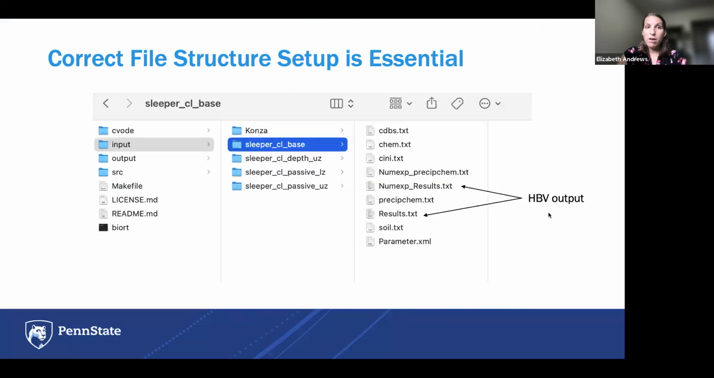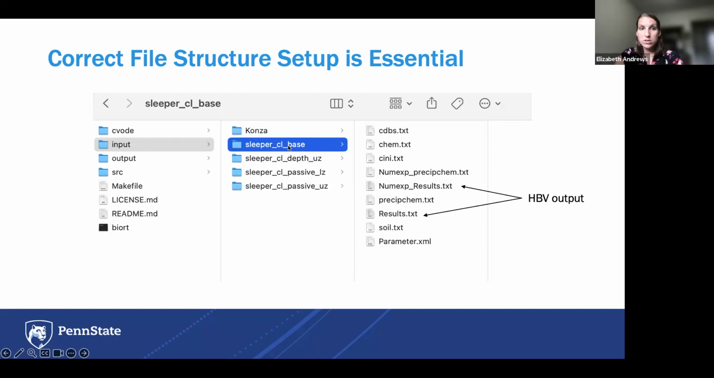So we've talked about in the last video how important the file structure setup is. It's important to be able to run the model that you have this set up in your file folder. You have the place where you've installed the model as the executable. And in that folder, you have an input folder and an output folder. And the input is where you put the watersheds that you're interested in running.